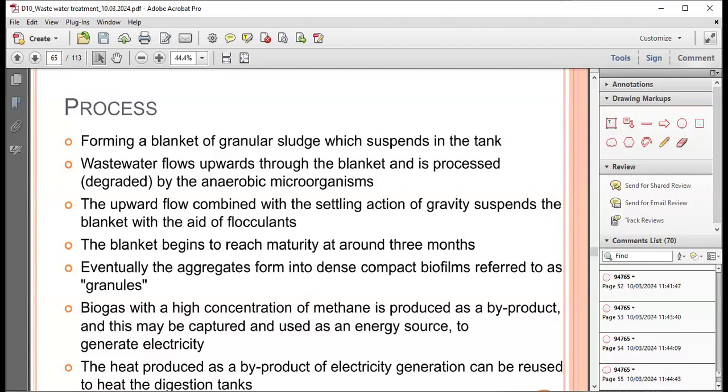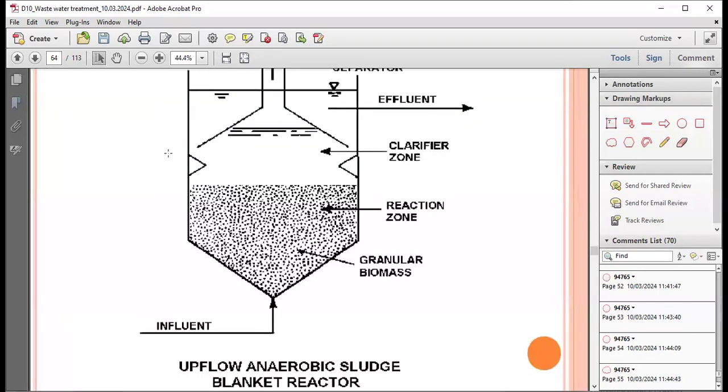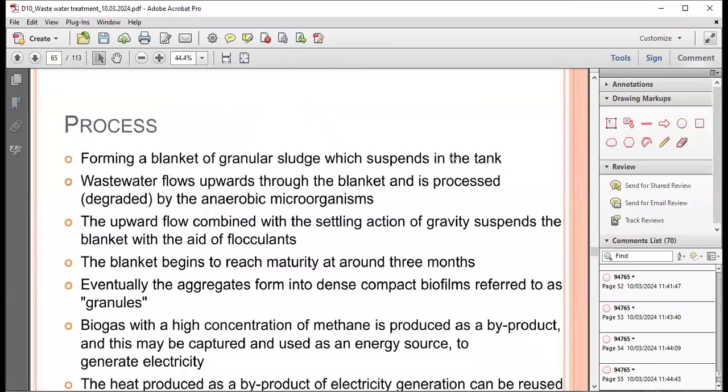The process, the forming blankets. So we see what's the flow, the process. The forming blanket of granular sludge which is suspended in the tank. Wastewater flows upwards through the blanket and is processed.